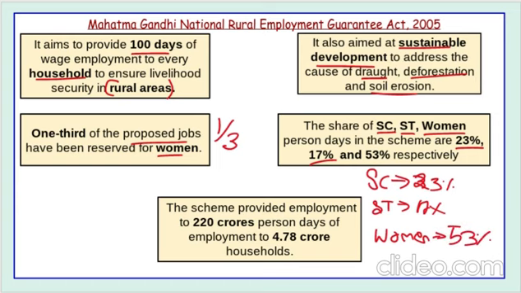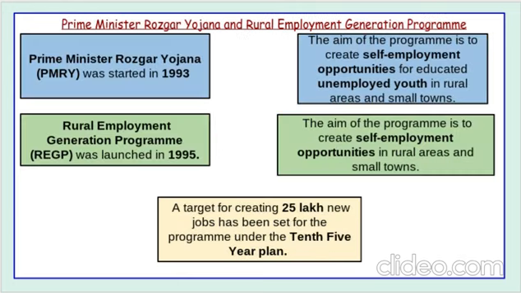Now, this scheme provided 220 crore person days of employment to 4.78 crore households, which is a good improvement.